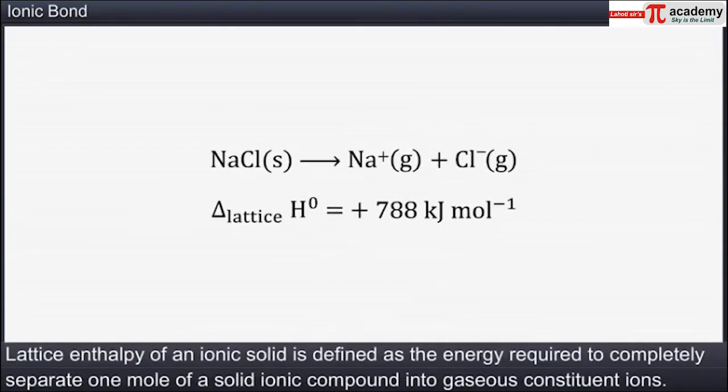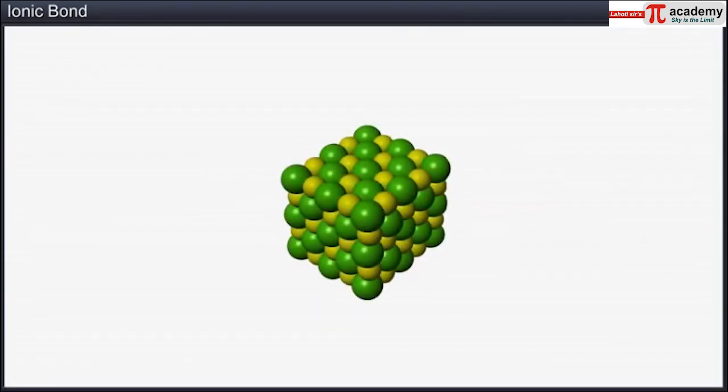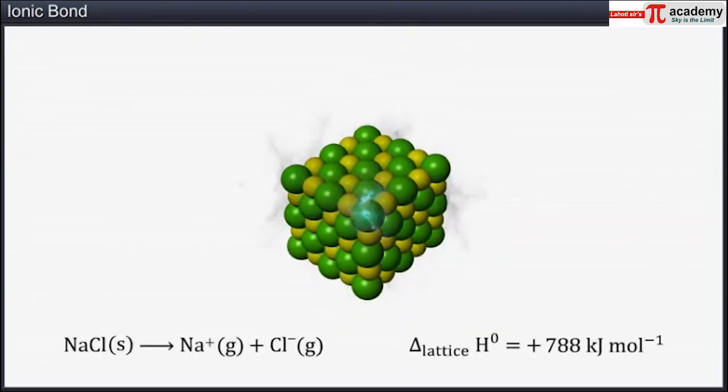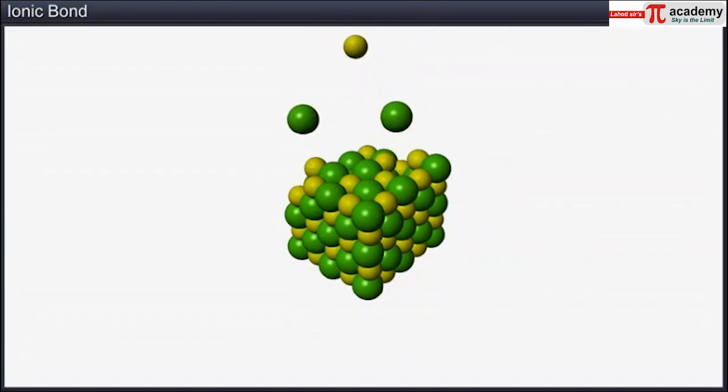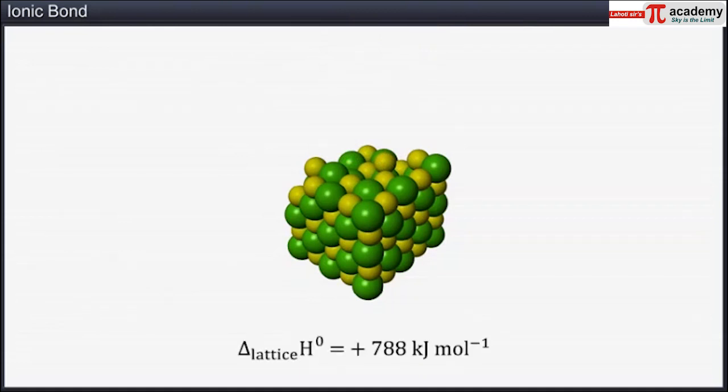Lattice enthalpy of an ionic solid is defined as the energy required to completely separate 1 mole of a solid ionic compound into gaseous constituent ions. For example, the lattice enthalpy of sodium chloride is 788 kJ per mole. This means that the energy required for the separation of 1 mole of solid sodium chloride into 1 mole of gaseous sodium ion and 1 mole of chloride ion is 788 kJ per mole.